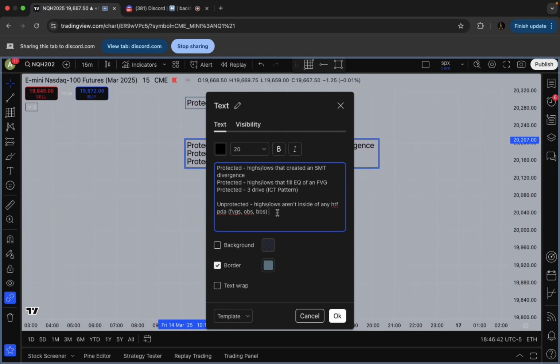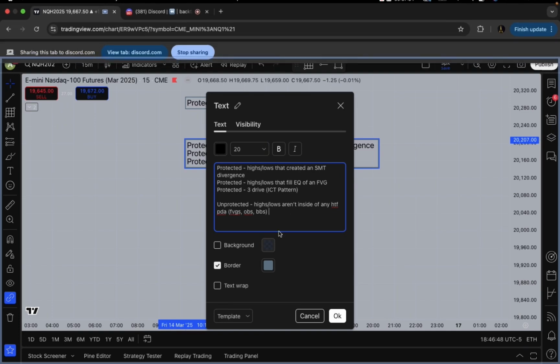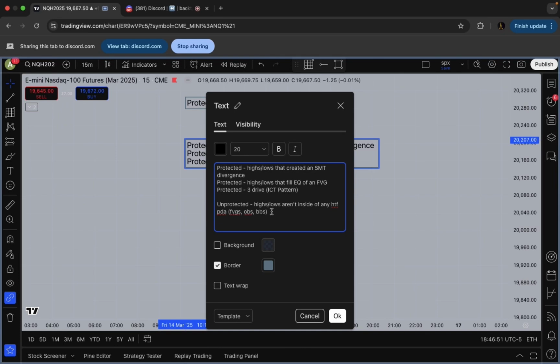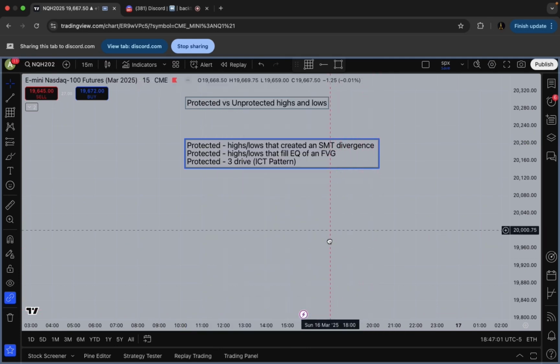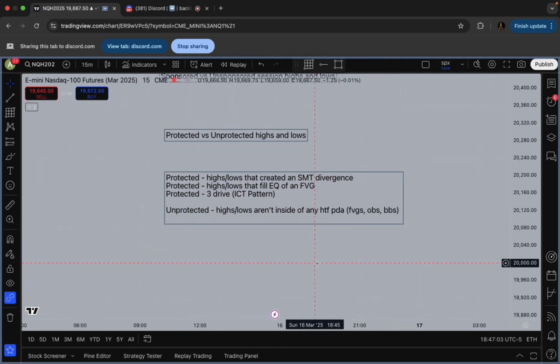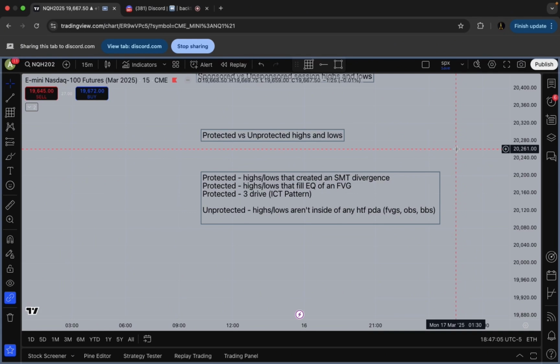So if you see us put in a high, it won't be protected unless there's an SMT there or unless it fills a fair value gap. But all-time highs is when you see the most unprotected highs and lows, and that's why a lot of traders, especially ICT traders, choose not to trade all-time highs. Honestly, there's not much more to go over with unprotected, it's pretty obvious. Highs and lows that aren't bouncing off of or reacting off of anything significant, they're just kind of there.